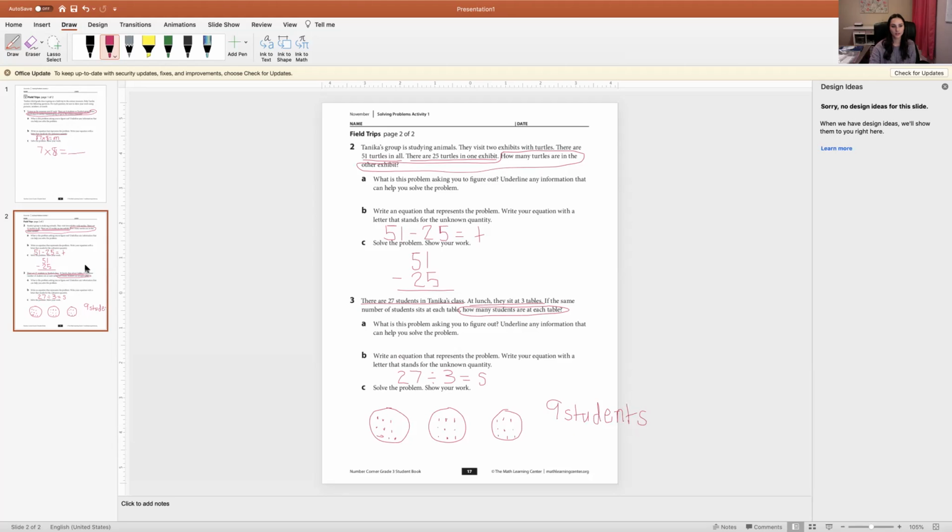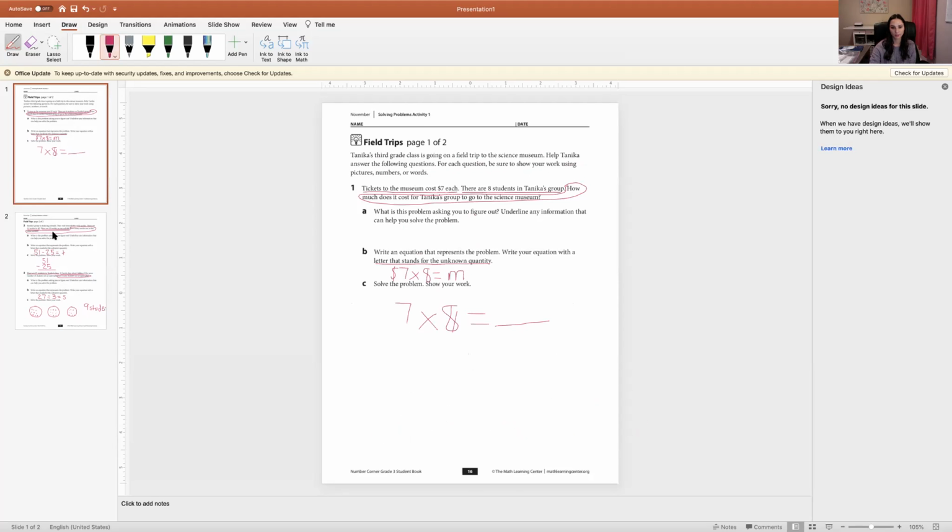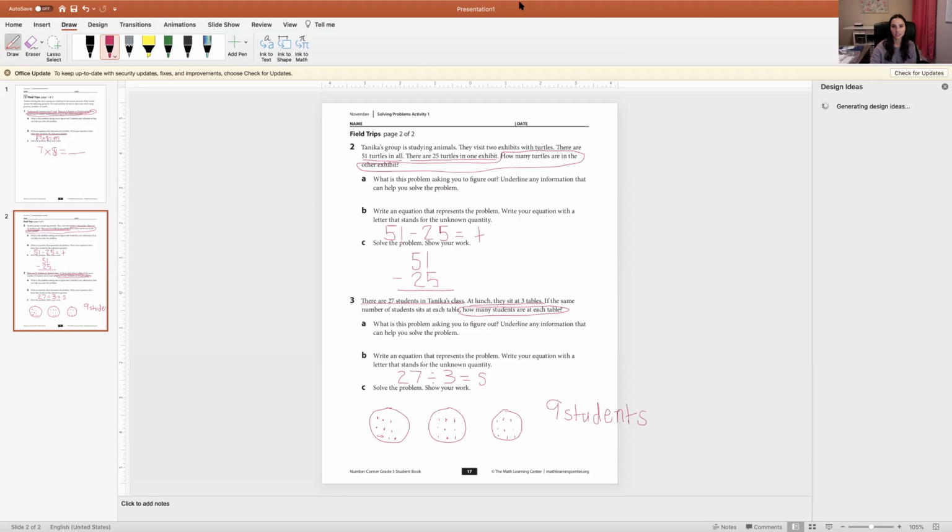Once you are finished with these 2 worksheets in your Number Corner book, page 16 and 17, you are all done for Number Corner today. If you have any questions, please let me know. Again, if you do not have your Number Corner book, just solve those problems in your math notebook. Have a great day.